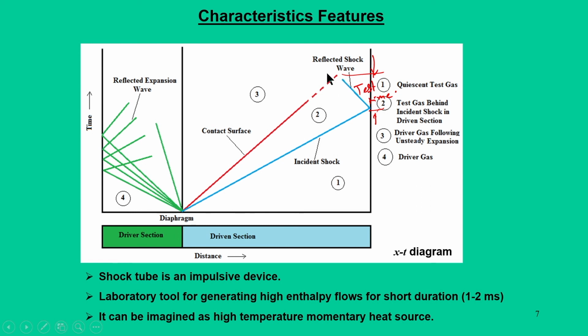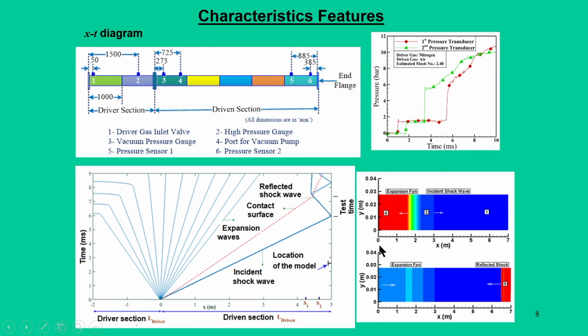Now, there will be interaction of the reflected wave with the shock wave, and all these things give very complicated gas dynamic features. And of course, you do not deal with those conditions when you perform the experiments. So, the characteristic feature from the X-T diagram is that we have a momentary heat source available to us for about 1 to 2 millisecond durations, and this heat source has very high enthalpy. So, this is the summary that we can get out of this.